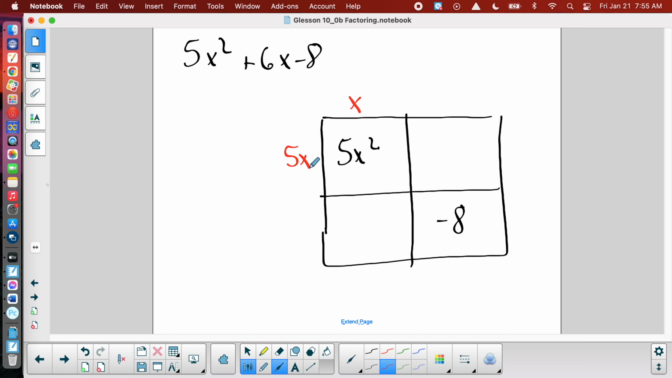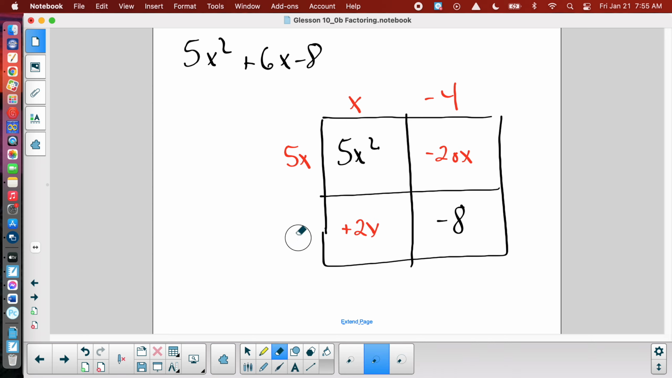Give me a guess. Negative 4 and positive 2 would have to be, right? So let's make this one the negative 4 and this one the positive 2. Let's see how we did. 5x times negative 4 is negative 20x. X times positive 2 is plus 2x. That's not a plus 6x. So that one didn't work out for us.